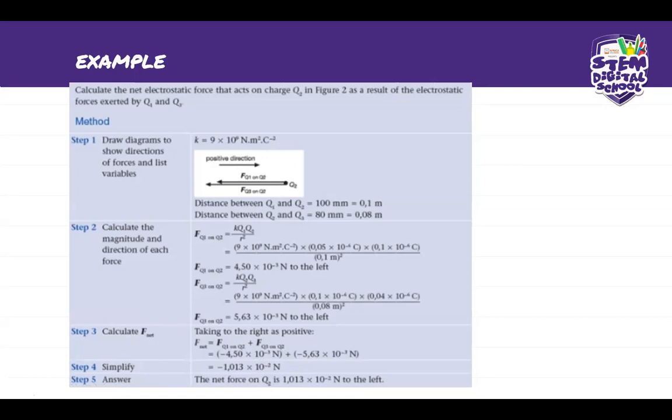Okay. I hope we are good and you understand it. It's not so difficult, guys. It's just a matter of understanding the concept, which force is acting on which one, and from there you get to start calculating each individual force that acts on a particular charge.